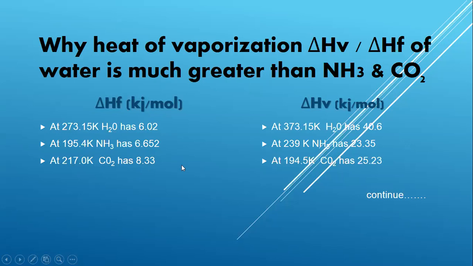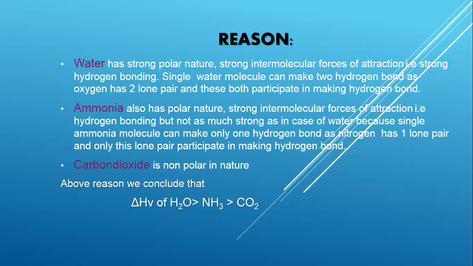Now, see its delta H vaporization value. Water at 373.15 Kelvin has delta H vaporization of 40.6. Ammonia at 239 Kelvin has delta H vaporization of 23.35. Carbon dioxide at 194.5 Kelvin has delta H vaporization of 25.23 kilojoule per mole. Now, we will compare that data.